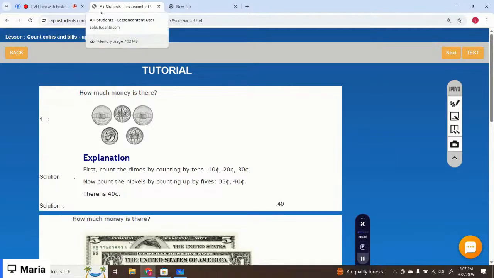We need to count the dimes first. So we have three dimes, one, two, three. Dimes we can count by 10, so that is 10, 20, and 30. Then we can count the nickels by fives. So we have two nickels, so that is 35, add 5 and 5, 10, so that is 40. The correct option is 40 cents.